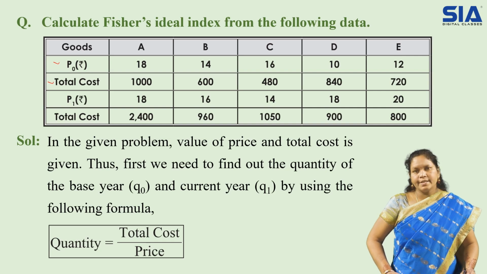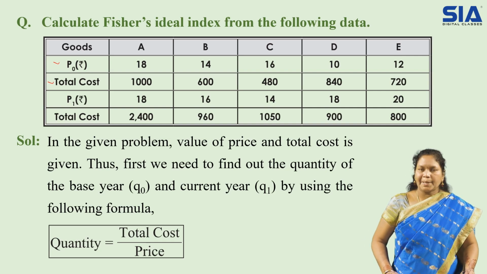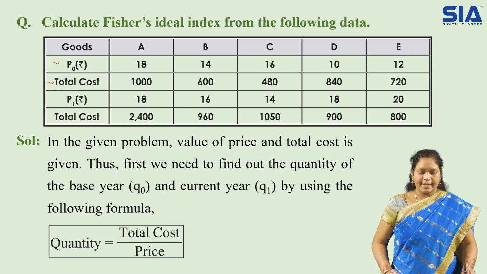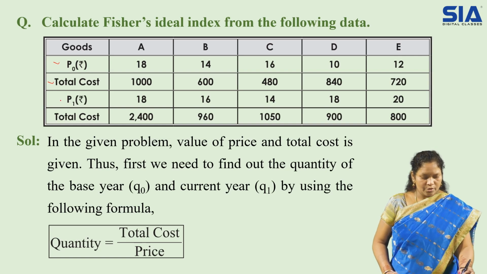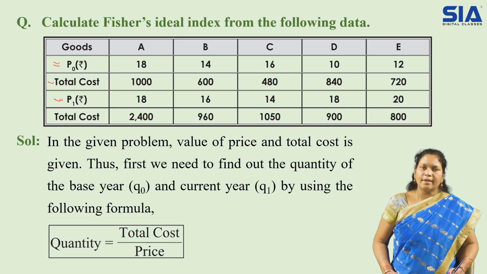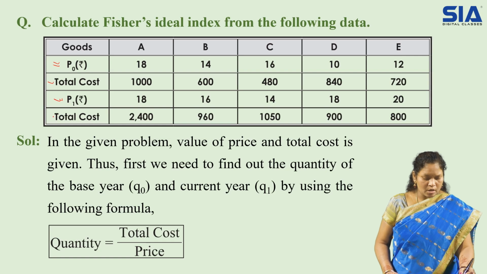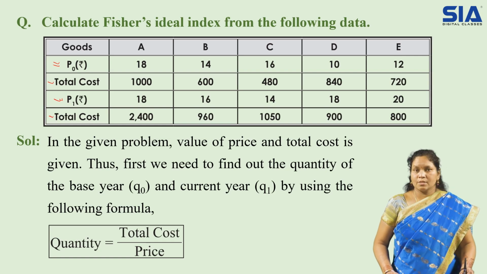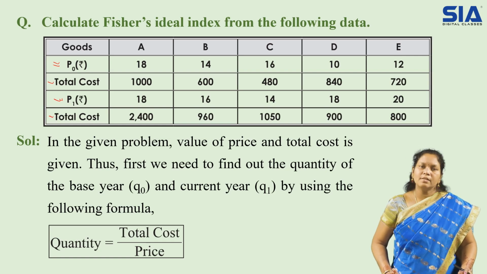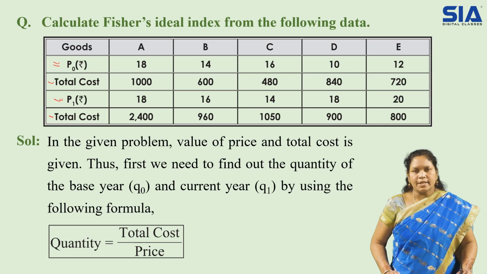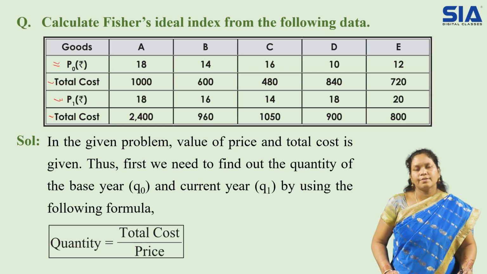So Fisher's ideal index formula is the same, but here in the question they did not specify Q naught and Q1 directly. So that also we need to find out whenever such data is given. P1 and P naught we have in our hand, and total cost we have. So using this total cost and prices, let us find out our quantities. Now how to find out those quantities?